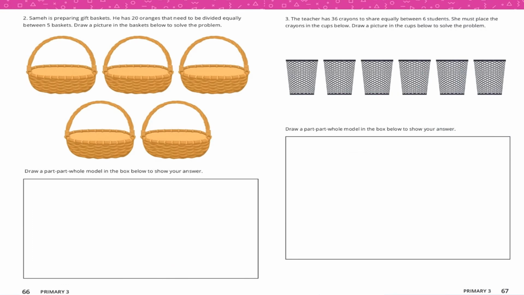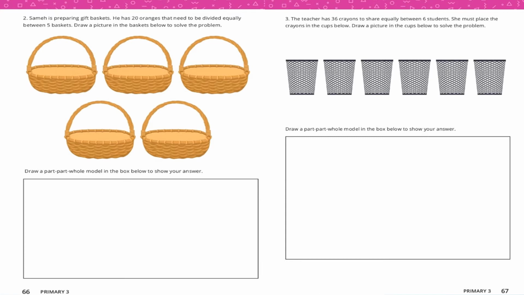Samah is preparing gift baskets. He has 20 oranges that need to be divided equally between 5 baskets. So we will divide 20 oranges equally between 5 baskets. So each basket will take what? 20 divided by 5. We can get it from the multiplication.